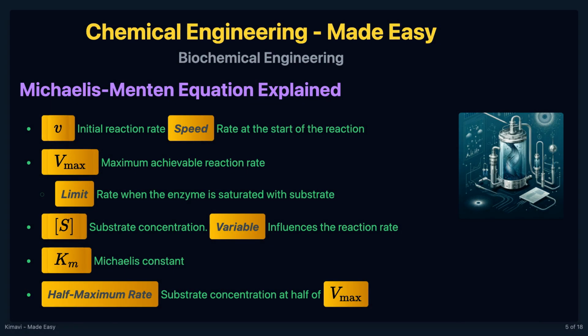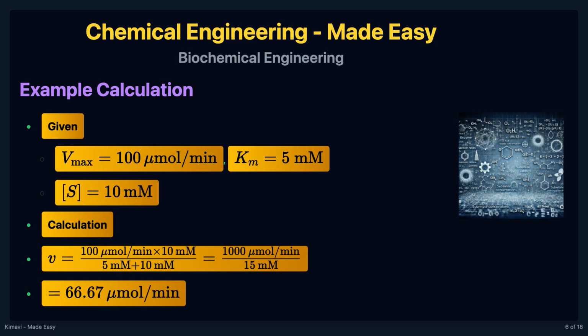In the Michaelis-Menten equation, V represents the initial reaction rate, V max is the maximum reaction rate, S is the substrate concentration, and Km is the Michaelis constant, which is the substrate concentration at which the reaction rate is half of V max. Consider an enzyme-catalyzed reaction, where the maximum reaction rate, V max, is 100 micromoles per minute, and the Michaelis constant, Km, is 5 millimolar.